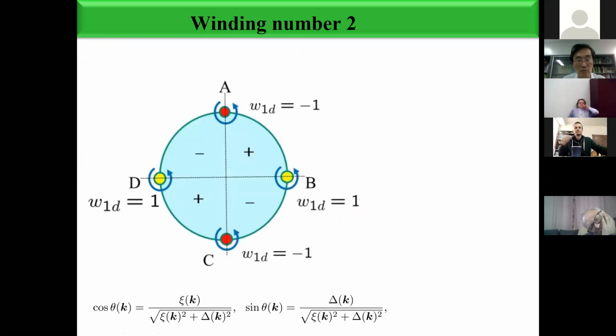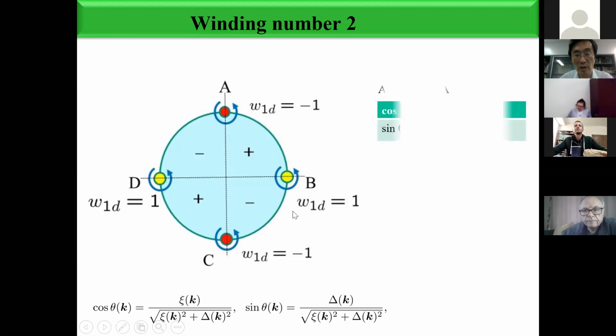Let's start from understanding the winding number around point A. Here, cosine theta is given by that quantity, and sine theta is like that. The sign of delta k is positive in the first and third zones, and negative in this region and that region. On the other hand, this blue region is the inner Fermi surface, so ξ is negative.